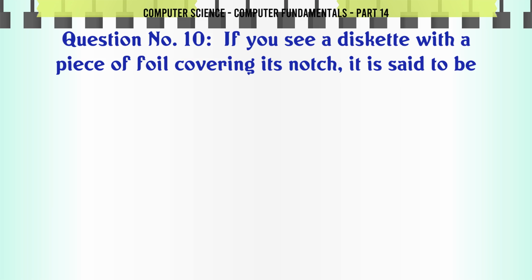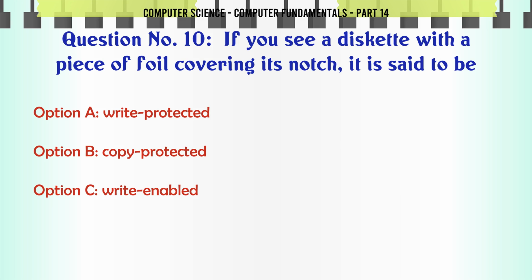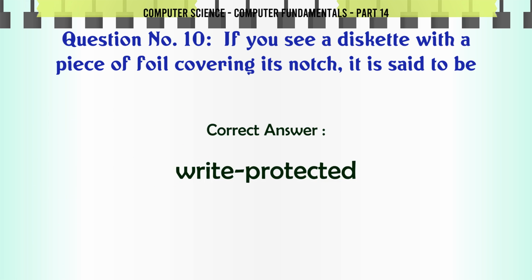If you see a diskette with a piece of foil covering its notch, it is said to be A. write protected, B. copy protected, C. write enabled, D. foil covered. The correct answer is write protected.